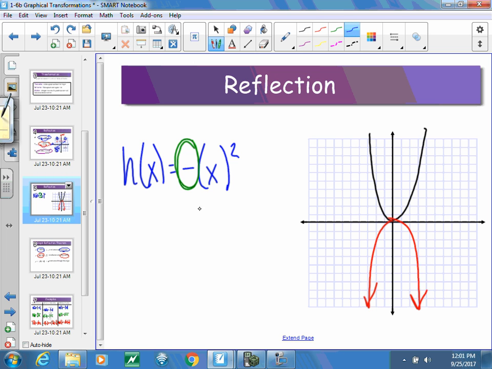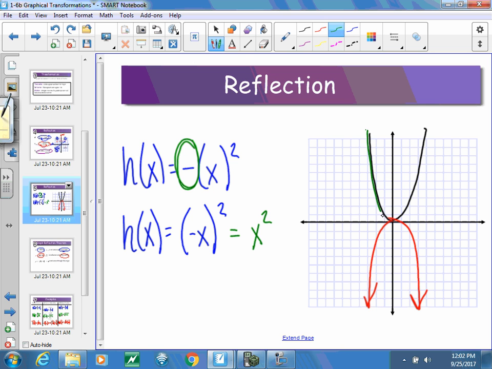If I saw that inside the function, and I had the parentheses negative x being squared, that would be a reflection over the y-axis. Now here, a negative number squared is always positive. So really, this is the exact same thing as x squared. Therefore, the parent function as well as the reflected function are the exact same thing.